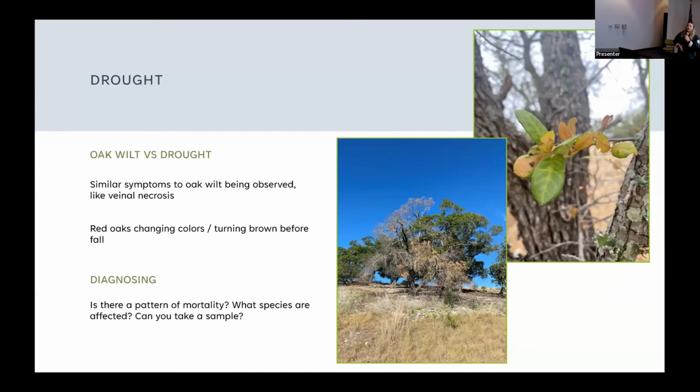And then I've gotten tons of calls this year, specifically about red oaks and Spanish oaks, saying, I think my tree has oak wilt, it's turning brown. And then we also have even live oaks, like that picture on the right, exhibiting oak wilt symptoms. When we are in these extreme droughts, you can get mimicry with oak wilt symptoms.